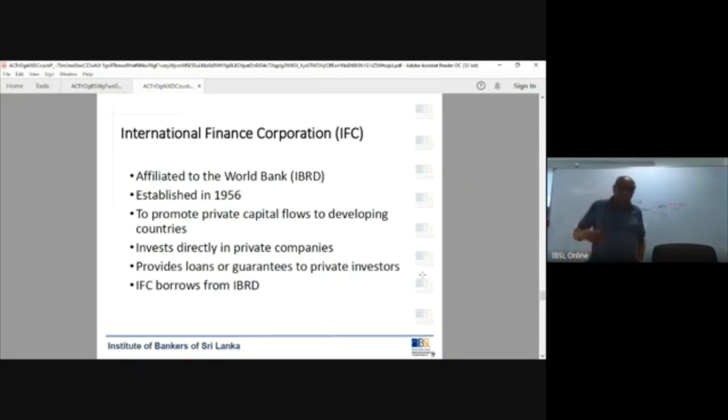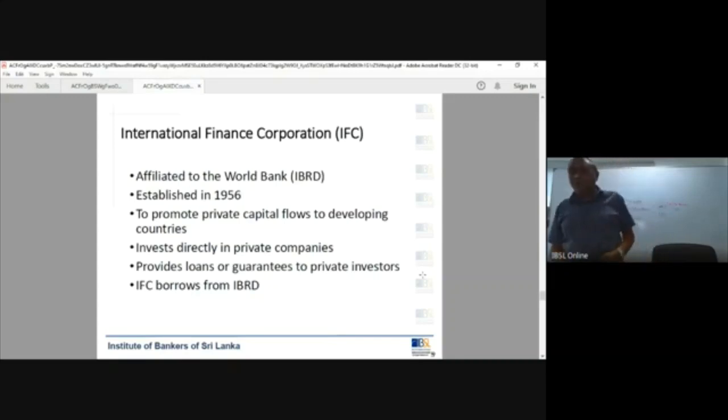And they invest directly in private companies. They provide loans or guarantees to private investors, and IFC borrows from IBRD. Very important.